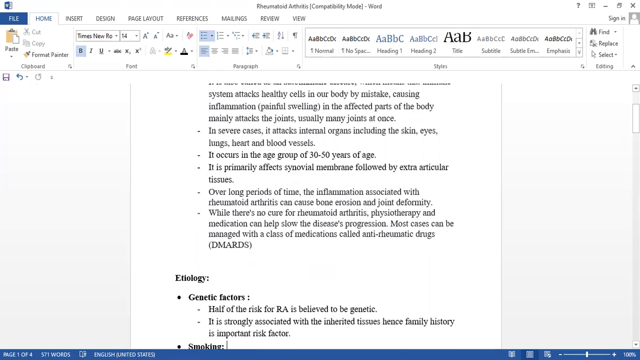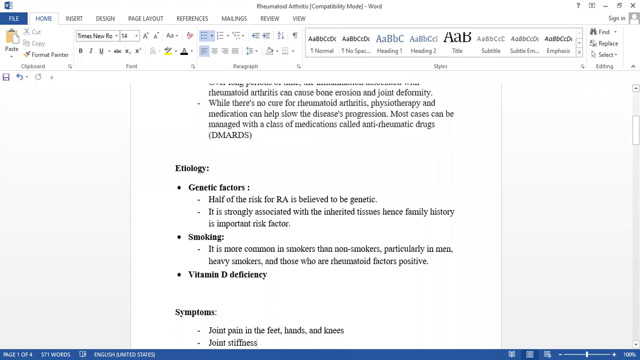Okay, now see the etiology. Actually, it is genetic factors, smoking and vitamin D deficiency. See carefully. Genetic factors. Half of the risk of rheumatoid arthritis is believed to be genetic, hereditary, from parents to offspring. It is strongly associated with inherited tissues, hence the family history is important. Okay, and the next one, that is smoking.